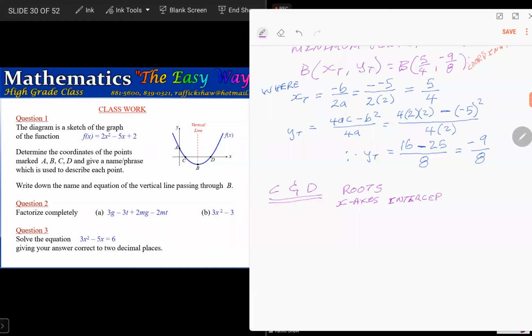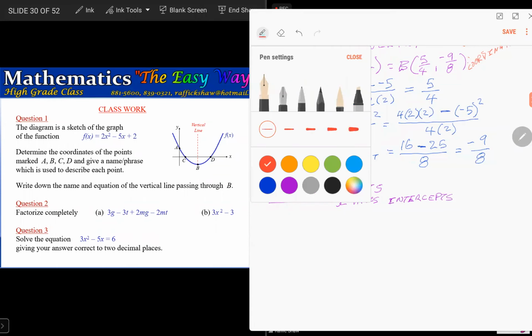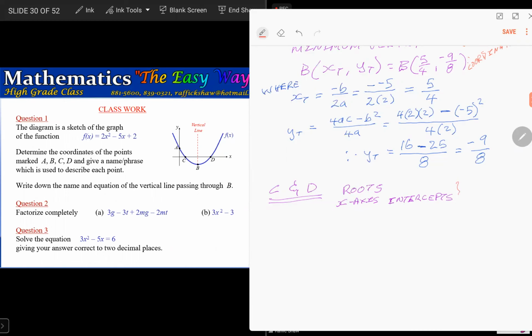Intercepts. And it's 2 of them, so it's plural. All right, so that is the name. That's the name of it. And then we need the coordinates now.